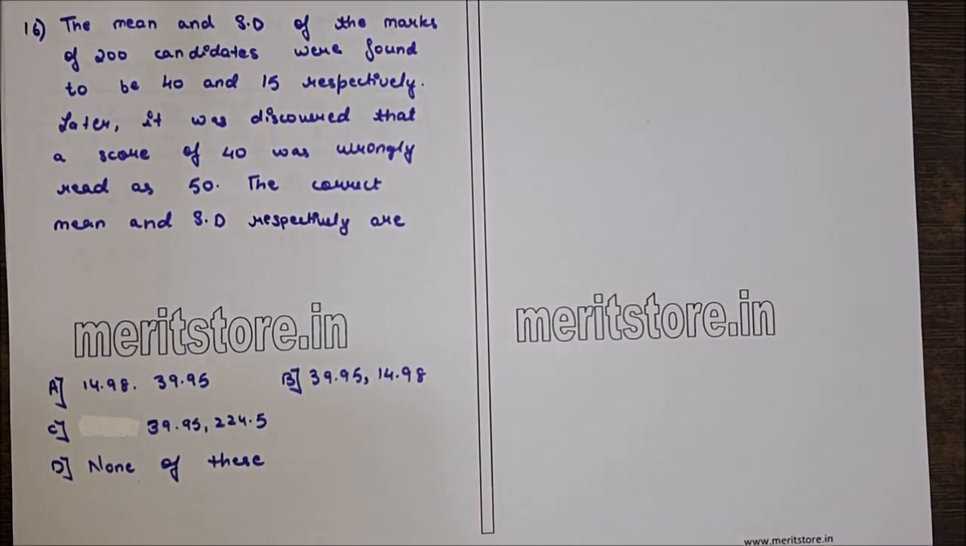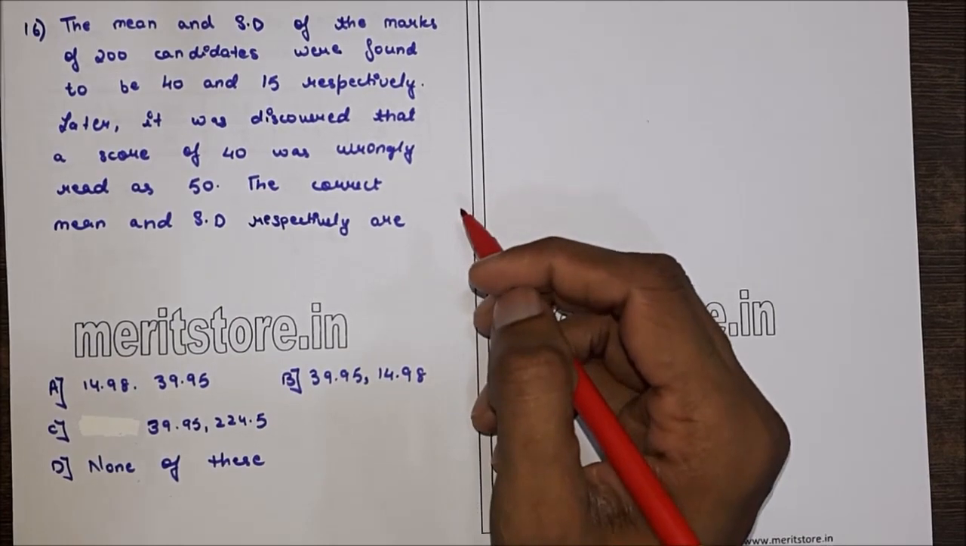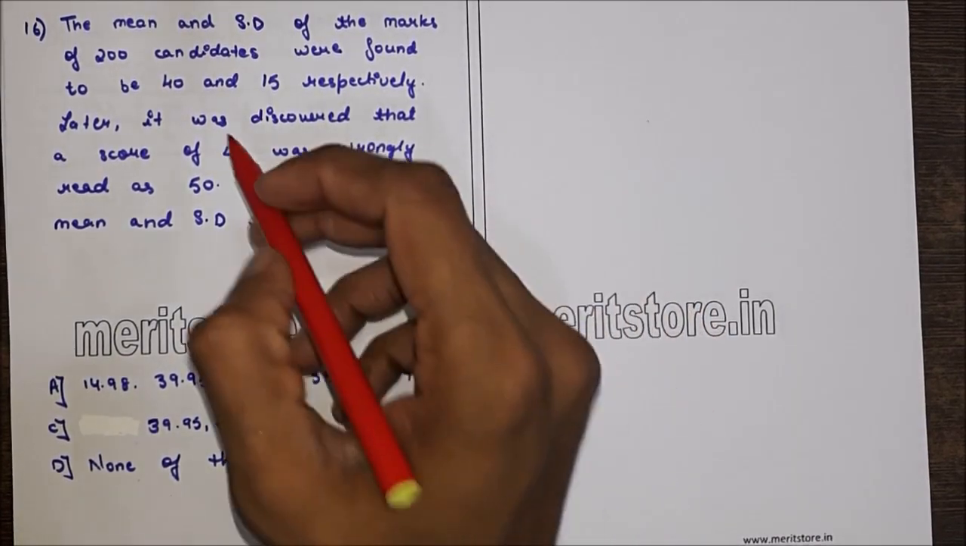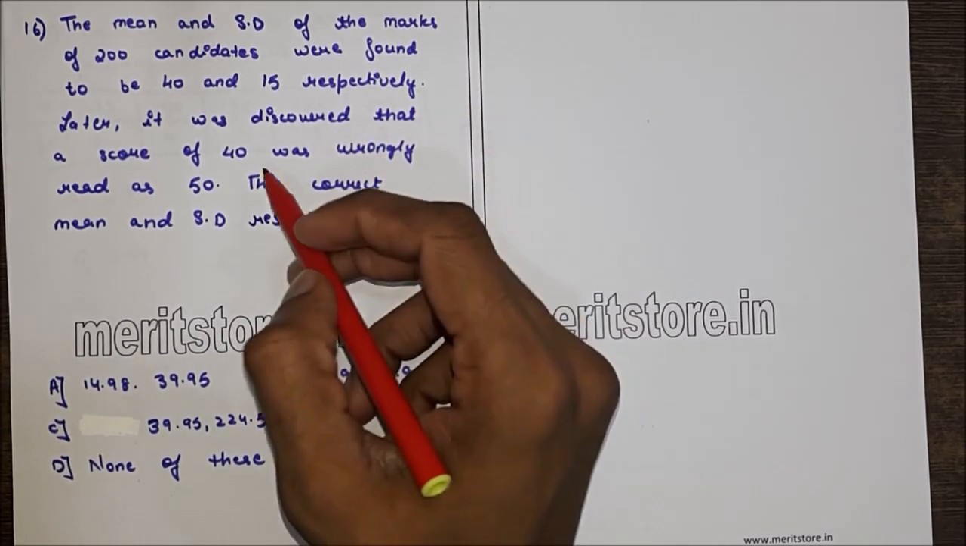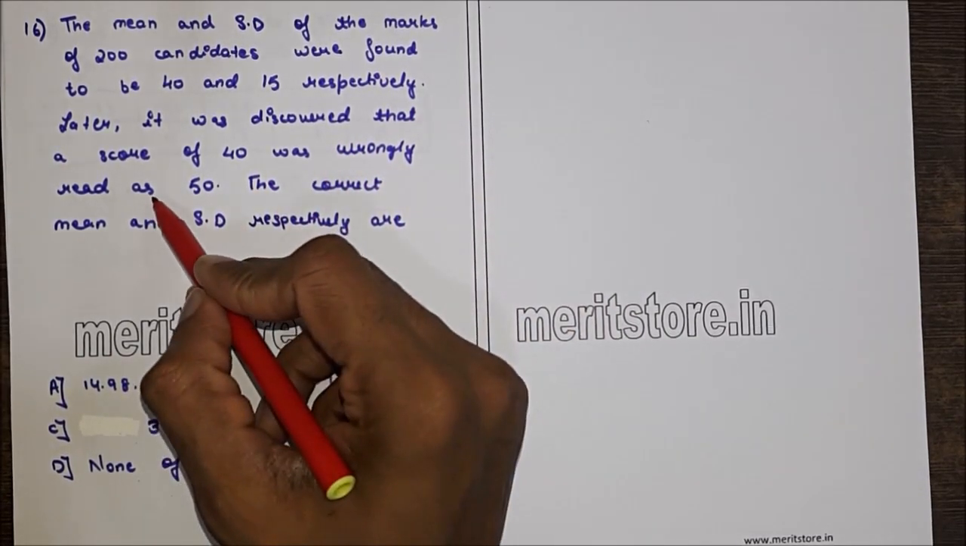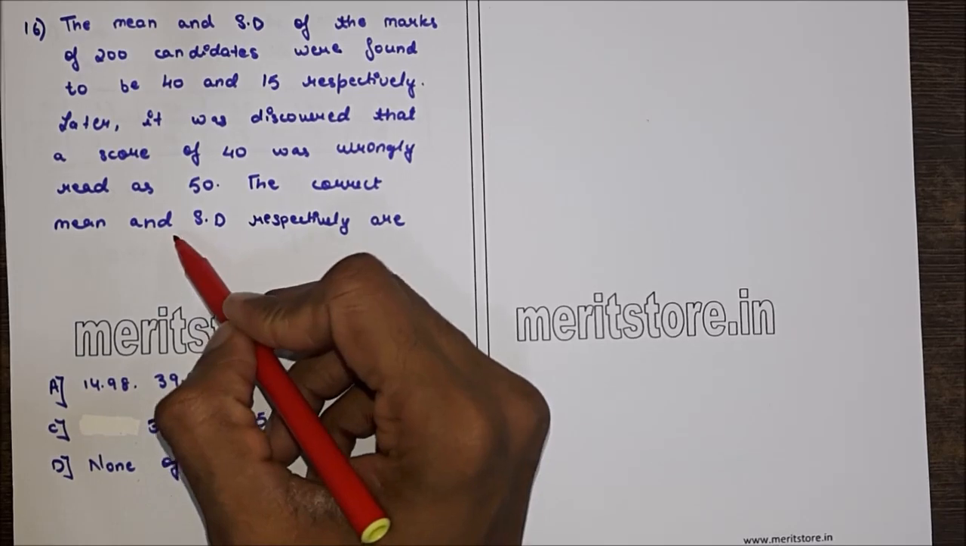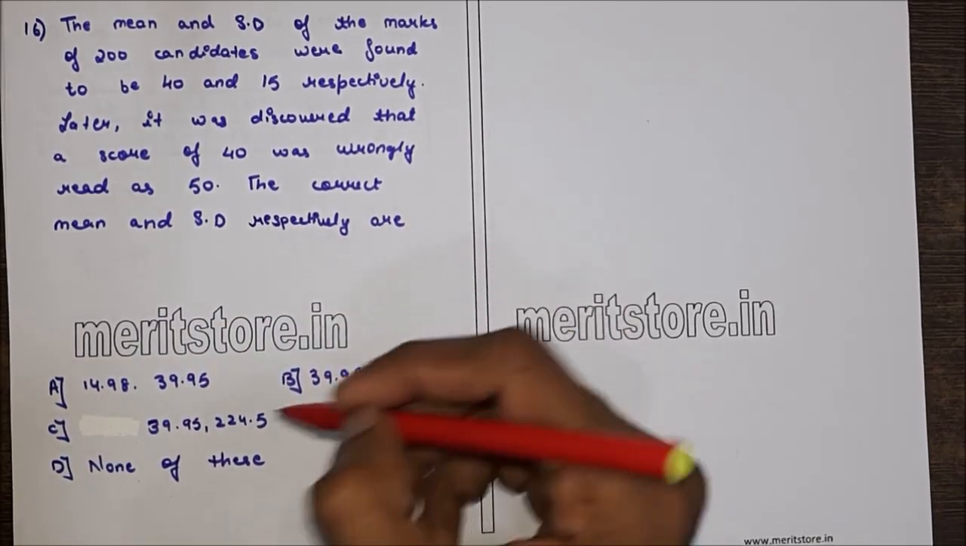Question 16. The mean and the standard deviation of the marks of 200 candidates were found to be 40 and 15 respectively. Later it was discovered that a score of 40 was wrongly read as 50. The correct mean and the standard deviation respectively are, we have 4 options.